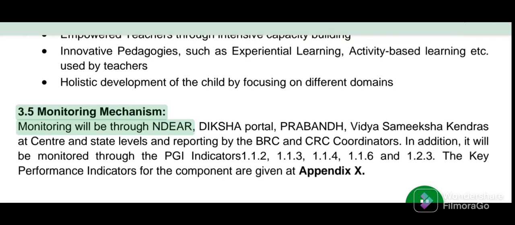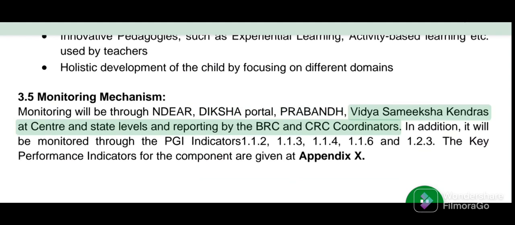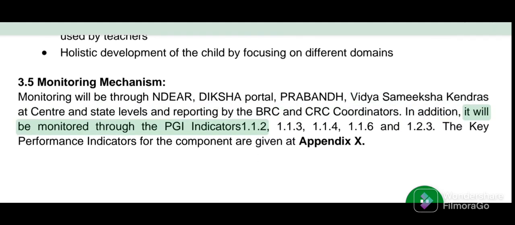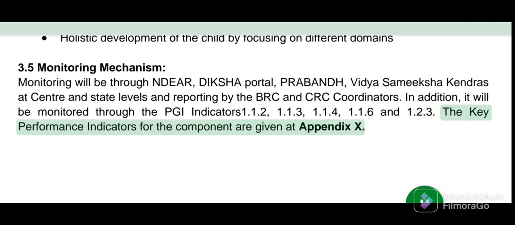3.5 Monitoring mechanism: monitoring will be through NDER, Diksha Portal, PRABANDH, Vidya Samiksha Kendras at center and state levels, and reporting by the BRC and CRC coordinators. In addition, it will be monitored through the PGI indicators 1.1.2, 1.1.3, 1.1.4, 1.1.6 and 1.2.3. The key performance indicators for the component are given at Appendix X.